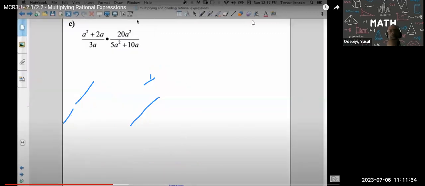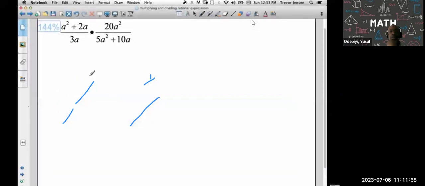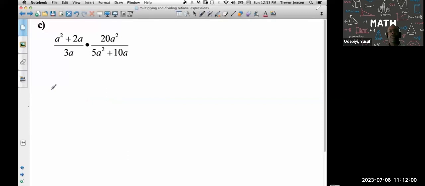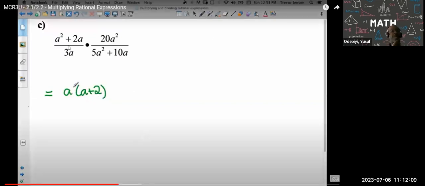Next one, the second of 3 examples. Once again, we're going to start by factoring what we can. In our first fraction here, we can factor the numerator by common factoring an a and be left with a plus 2. Again, you do the same thing, find the common factor, see what you can separate. And once you do that, then you start canceling, you can cross cancel.